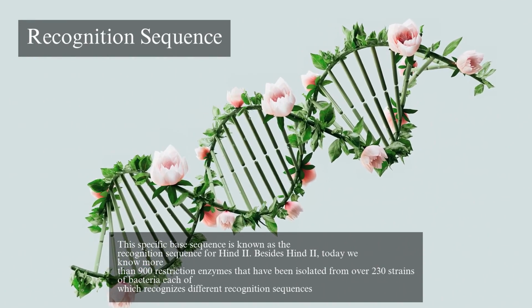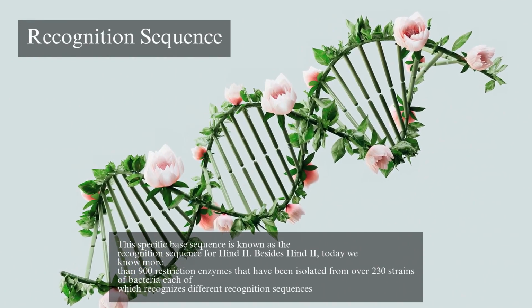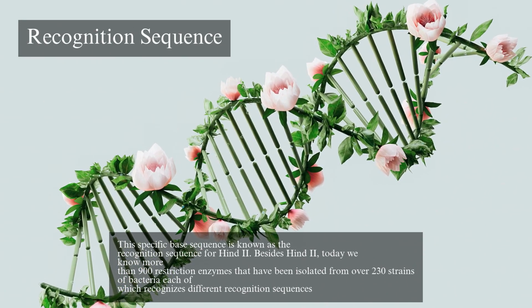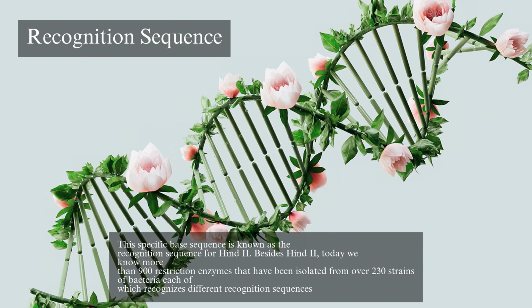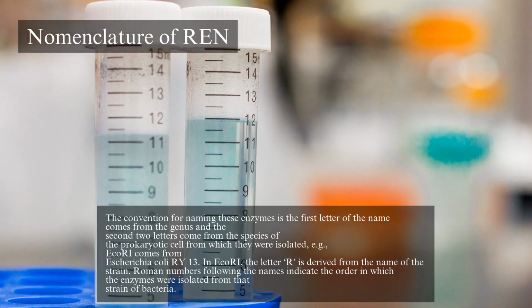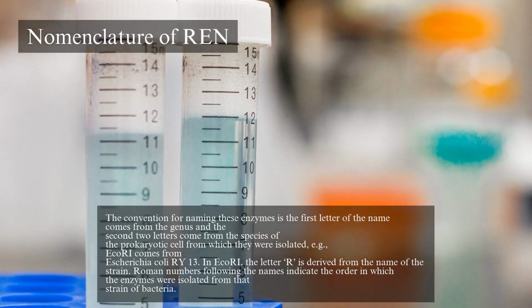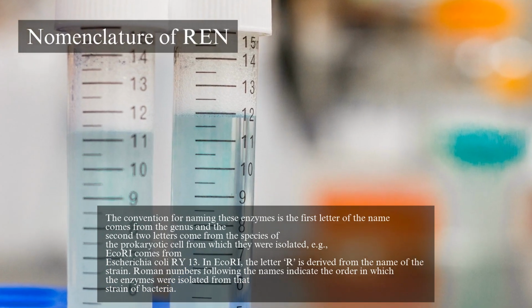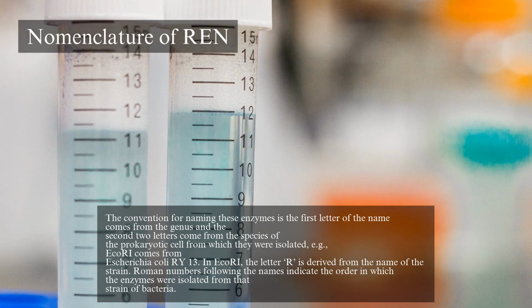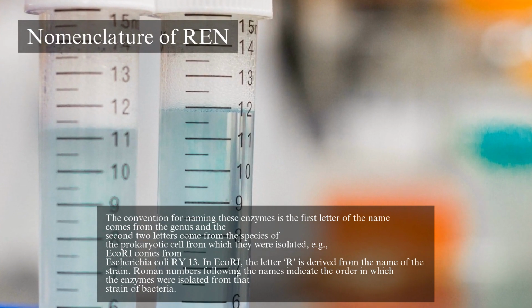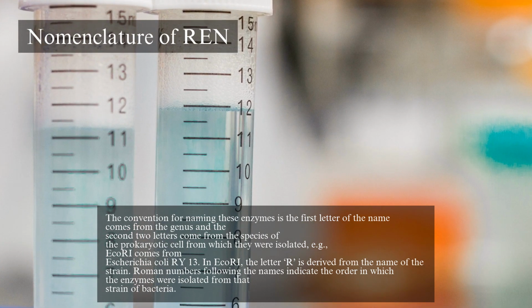Besides HindII, today we know more than 900 restriction enzymes that have been isolated from over 230 strains of bacteria, each of which recognizes different recognition sequences. The convention for naming these enzymes is that the first letter of the name comes from the genus and the second 2 letters come from the species of the prokaryotic cell from which they were isolated, e.g. EcoRI comes from Escherichia coli RY13. In EcoRI, the letter R is derived from the name of the strain. Roman numbers following the names indicate the order in which the enzymes were isolated from that strain of bacteria.